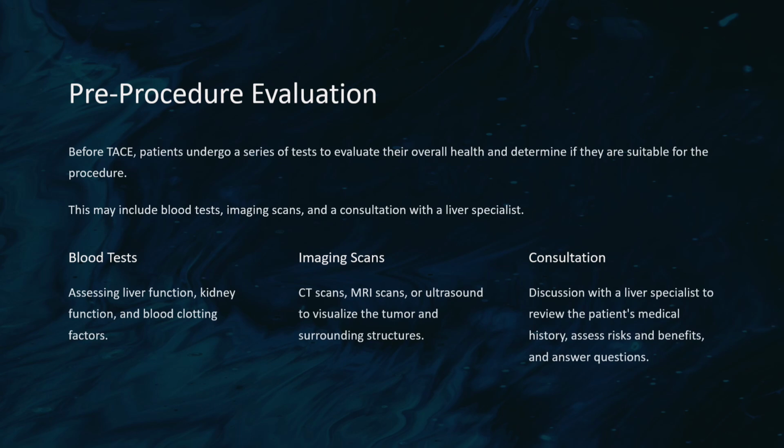Then comes the pre-procedure evaluation. Before TACE, the patients undergo a series of tests to evaluate their overall health and determine if they are suitable for the procedure. This may include blood tests, imaging scans, and a consultation with a liver specialist. The blood test is to assess the liver function, kidney function, and the blood clotting factors. Imaging scans are CT scan, MRI scan, or ultrasound to visualize the tumor and surrounding structures. Then comes the consultation with a liver specialist to review the patient's medical history, assess the risks and benefits, and answer questions.